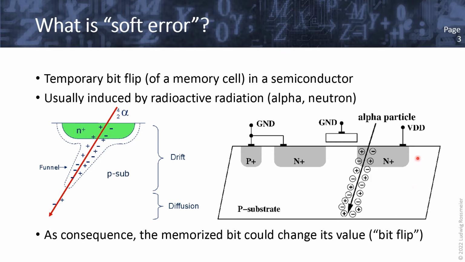In a transistor, which is shown on the right-hand side, this particle causes that the conductive transistor could stop conduction or a non-conductive transistor will conduct. As a consequence in the circuit, the memorized bit could change its value. This is called a bit flip.